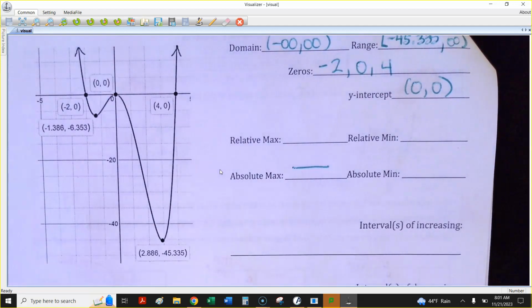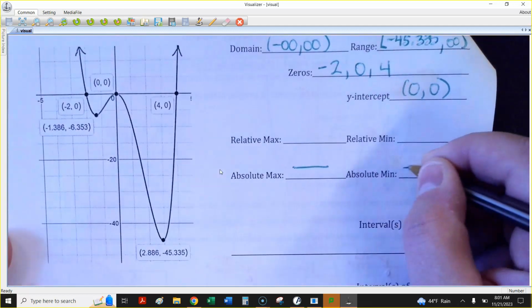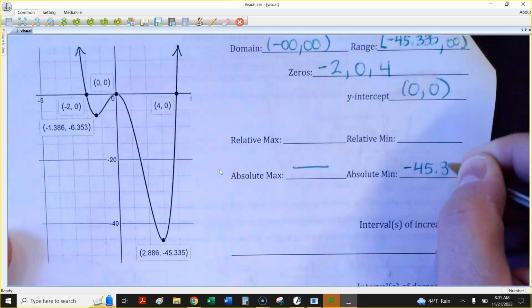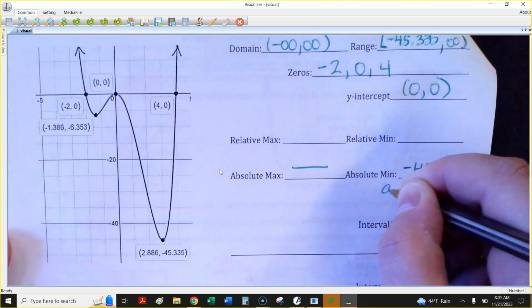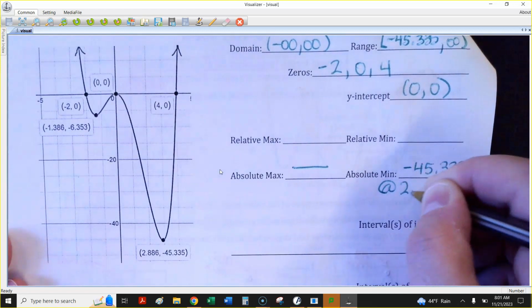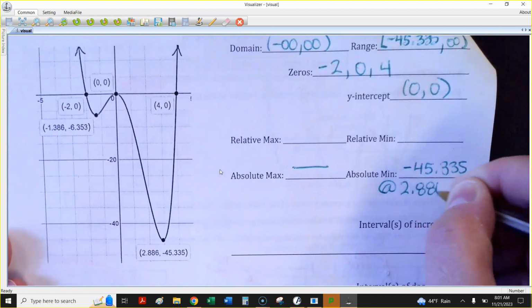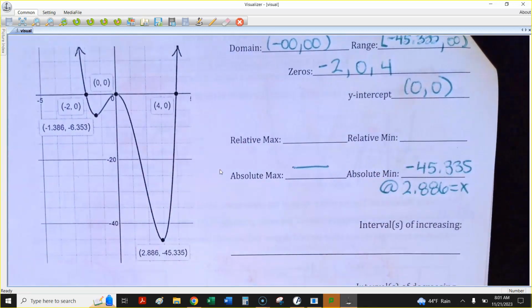Do I have an absolute minimum for this graph? Yes, and if you've done the range right, the absolute max or min for an even degree polynomial should match whatever the y value is in the range. So this is absolutely the bottom of the graph, that negative 45.335, and I'm going to put that occurs at the x value of 2.886. Oh, sorry, I forgot to put x equals. At x equals 2.886.